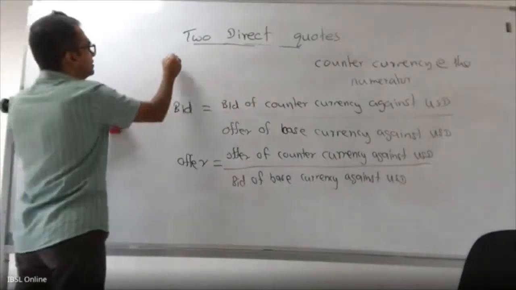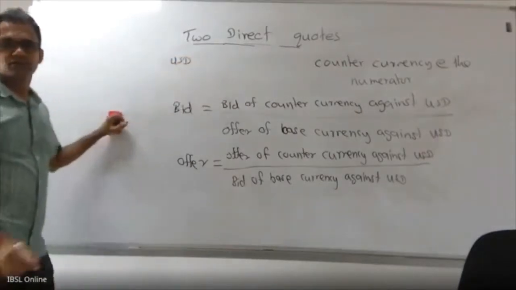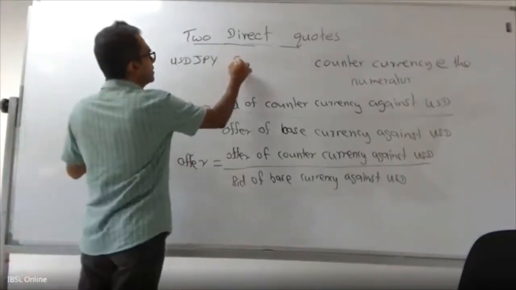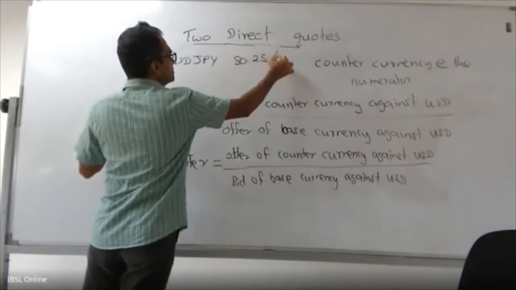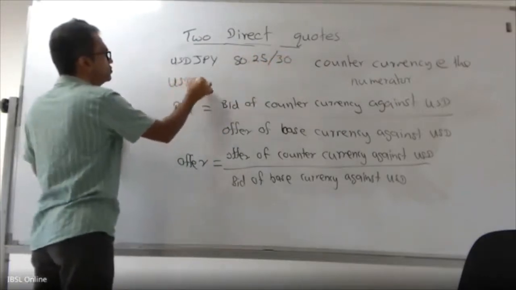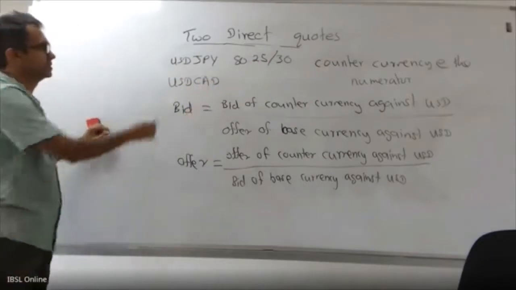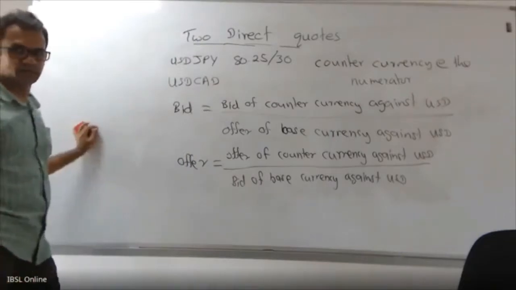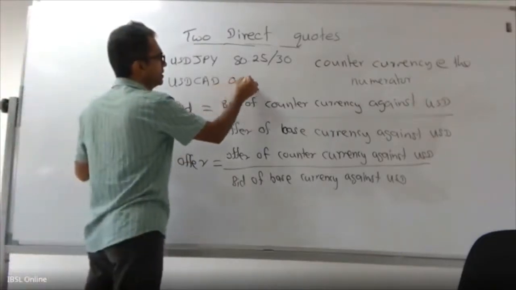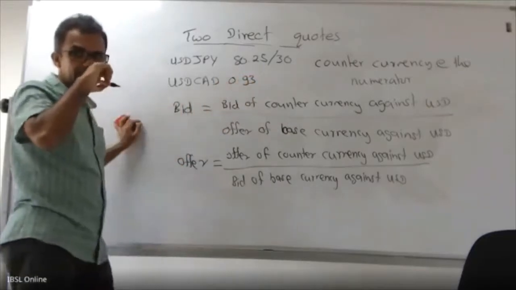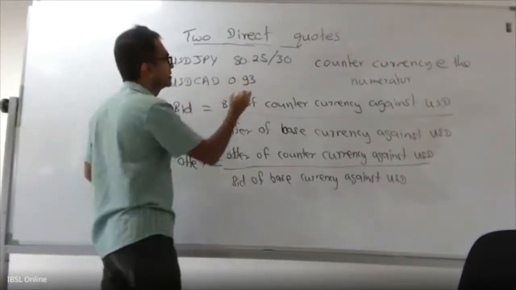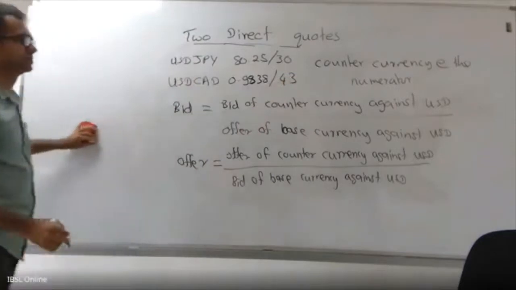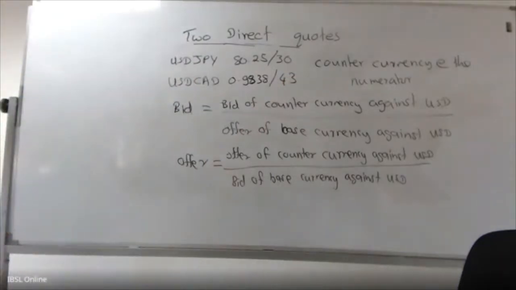So the exchange rates are given in that example. USD JPY, 80.2530. USD CAD, you can see dollar is the base in both pairs. So therefore, both are direct quotes. USD CAD 0.9838 and 4.